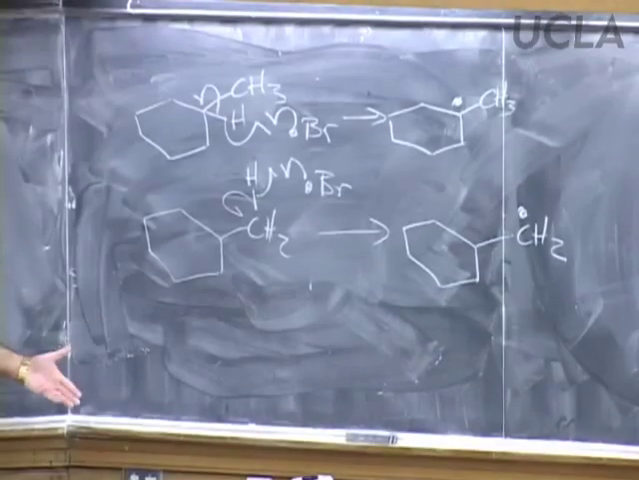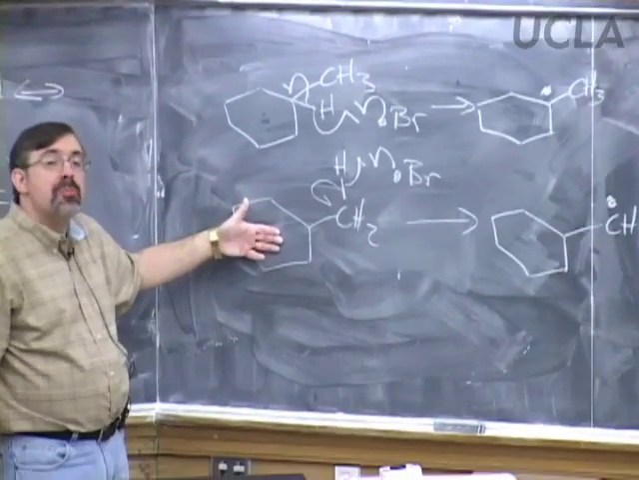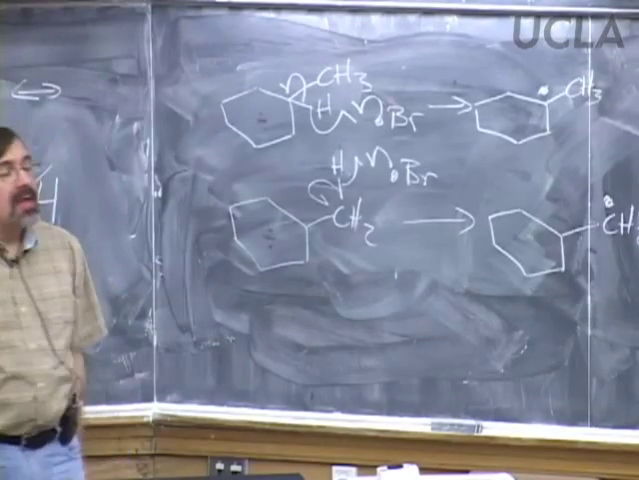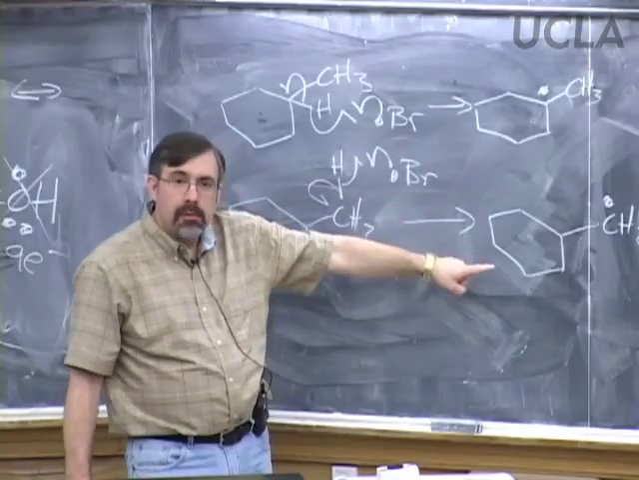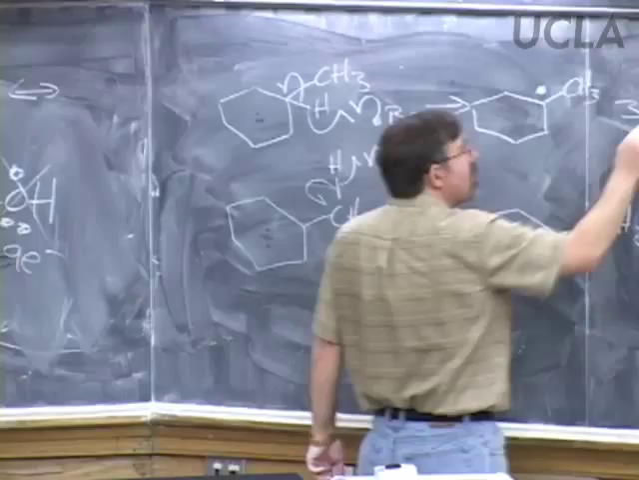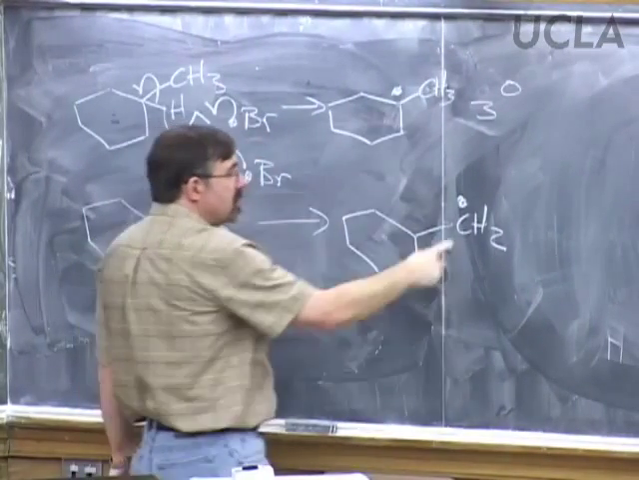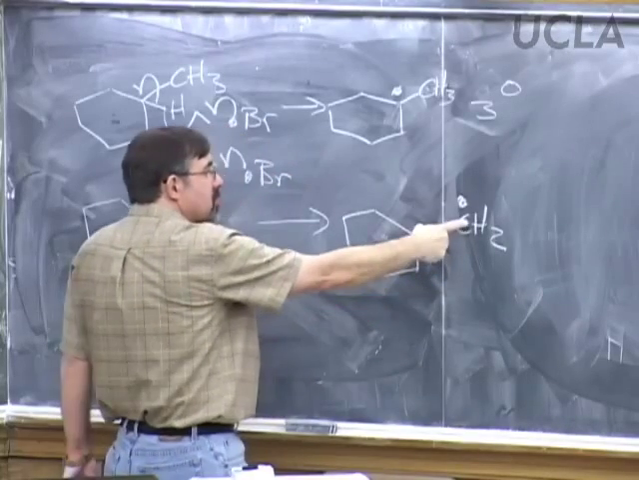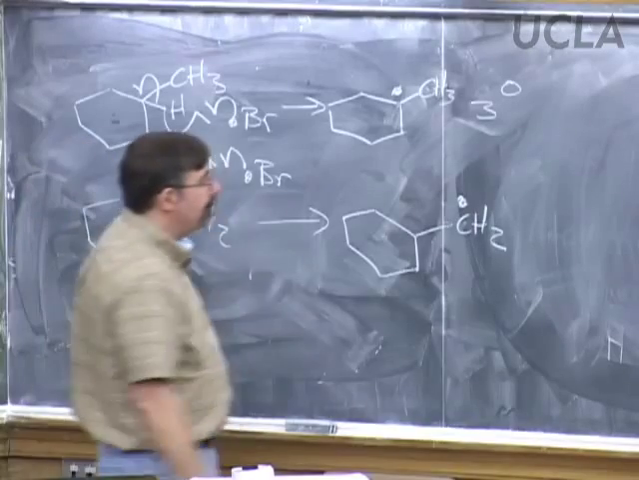Which one of these 2 pathways do I pick? First one or second one? Which one of these 2 pathways leads to the more stable radical? First one or second one? Tertiary radical. The carbon that bears the radical is directly attached to 3 other carbons. Is this methyl radical primary, secondary, or tertiary? It's primary.